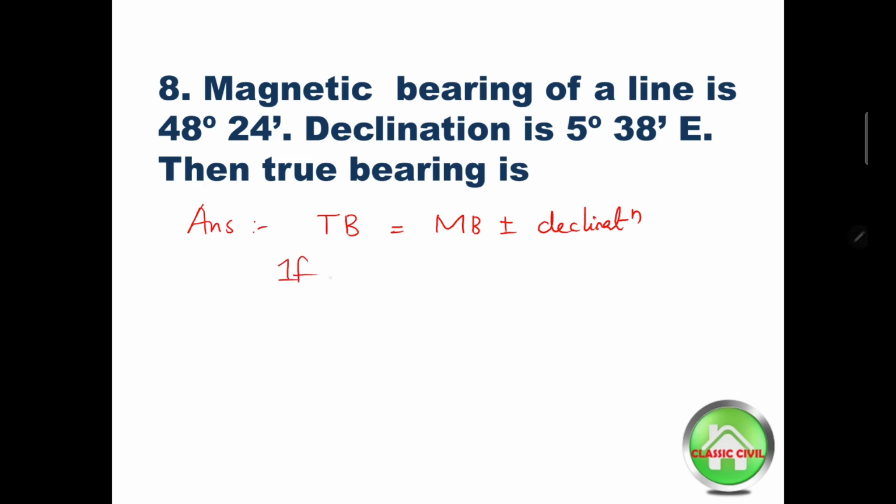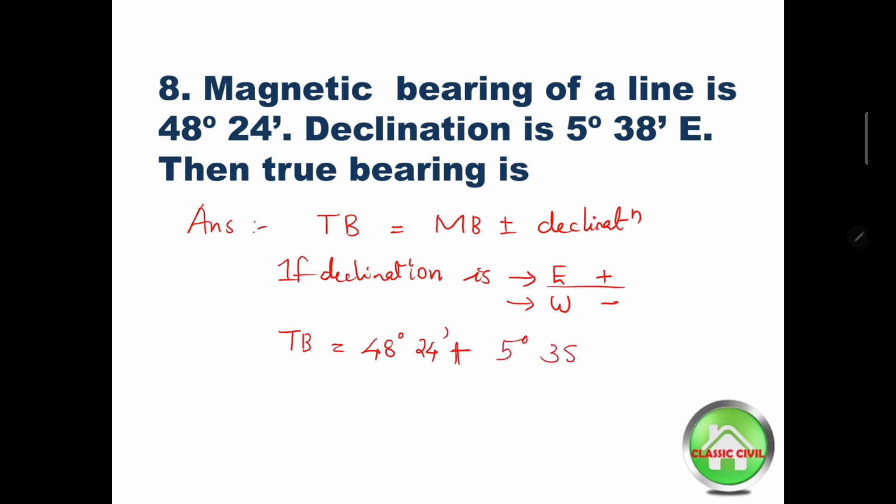If declination is to east, then use positive sign. If declination is to west, then use negative sign. Here the declination is to east. Therefore, true bearing is equal to magnetic bearing plus declination. Magnetic bearing is 48 degree 24 minute. Here declination is to east, then use positive or plus sign.